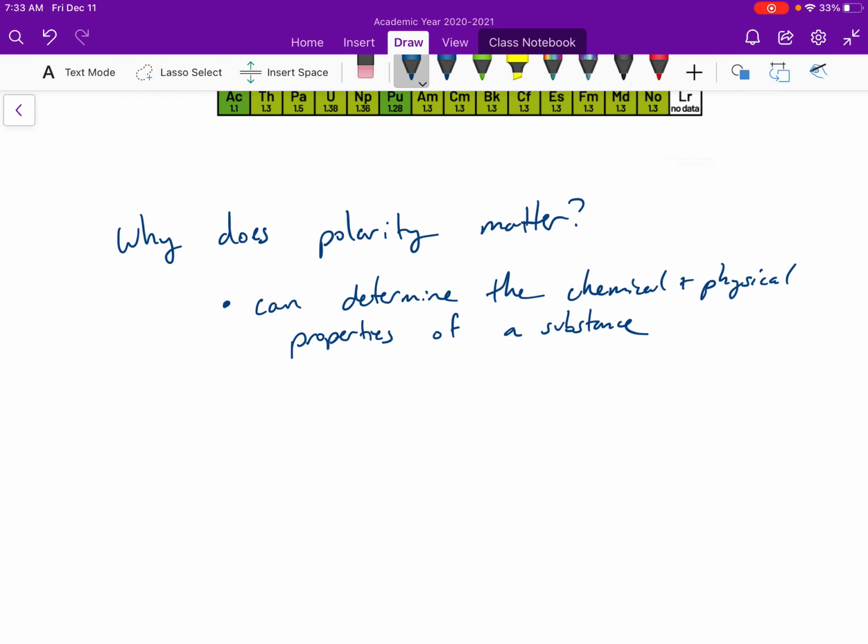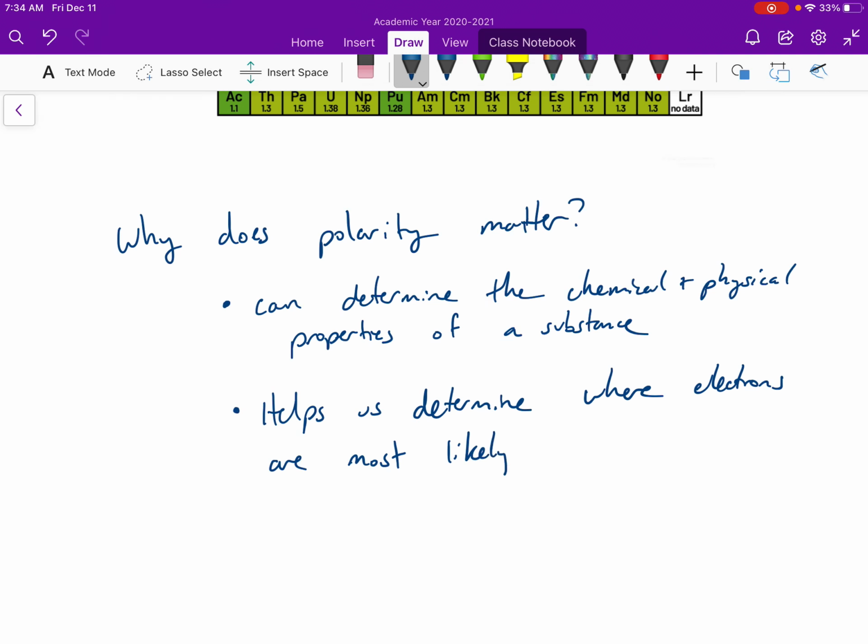Like I can determine how reactive something is. I can determine how well something dissolves. I can potentially determine the state of matter even. So it's a very, very helpful thing to know. It helps us determine where the electrons are most likely to be found. And I'm going to explain that here.